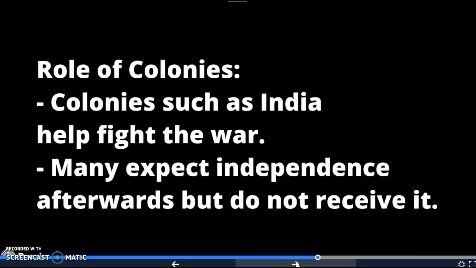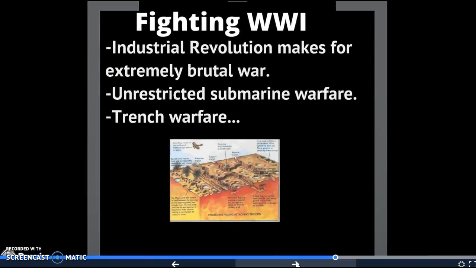And they are hoping, in most cases, these colonies are hoping, by fighting in the war, they will show that they're loyal, and then when the war is over, if they ask for independence, it will not look like they're ungrateful, and they feel like they were more likely to get it. In almost every case, it doesn't happen, especially for the British colonies.